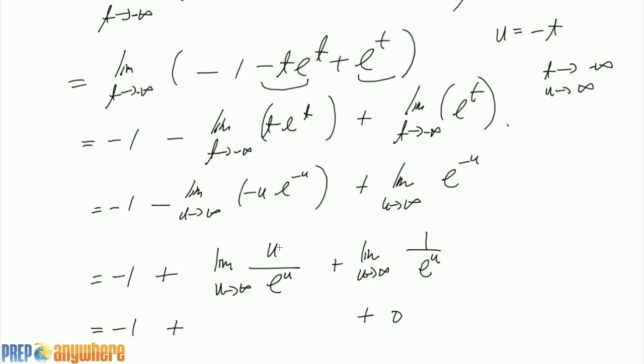Because it's an infinity over infinity case. Remember, infinity over infinity, we can use L'Hopital's rule. And you get this if you do that. Just differentiate top and bottom separately. You can see you get another 0. So the whole thing is approaching 1.